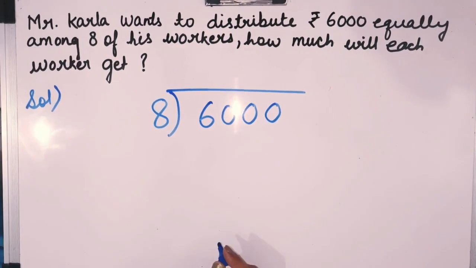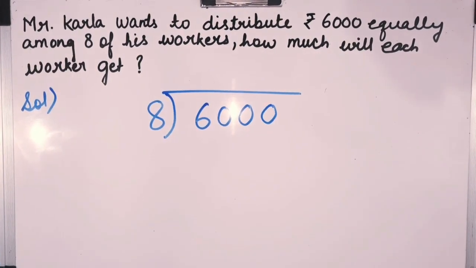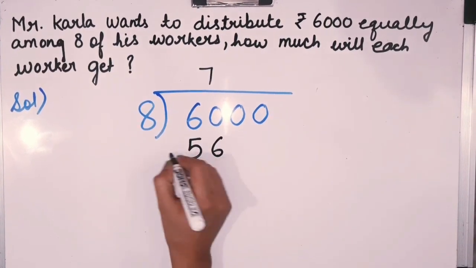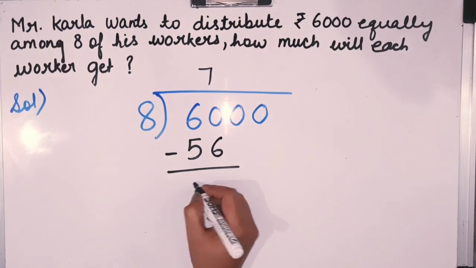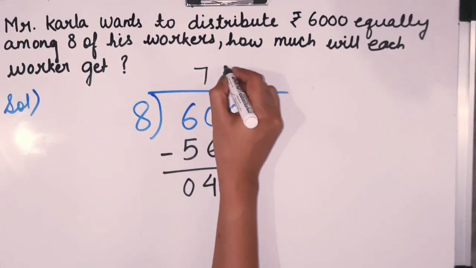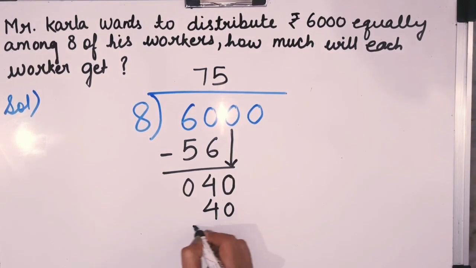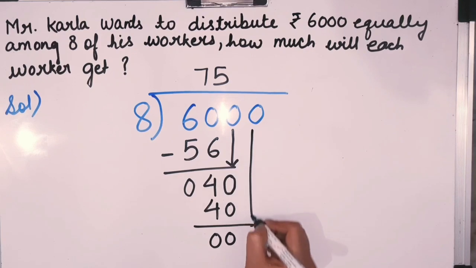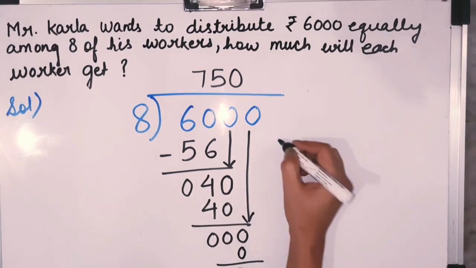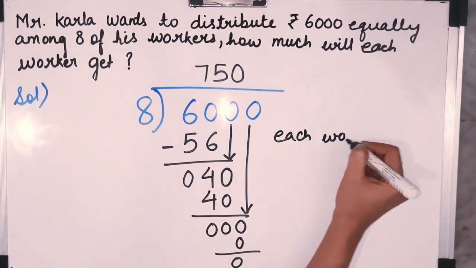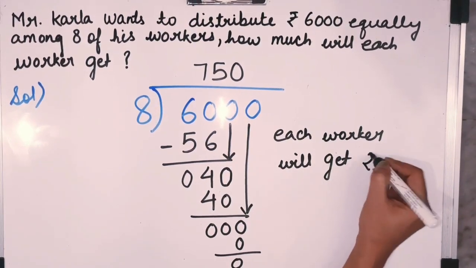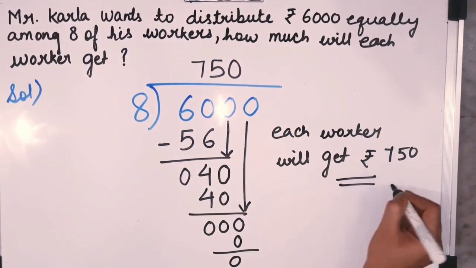So let us do the division part now. 8 sevens is 56. We'll subtract this and we'll get 4. Now this 0 will come down. Then 8 fives is 40. 0 and this 0 will come down. Then 8 zeros is 0. So each worker will get rupees 750.